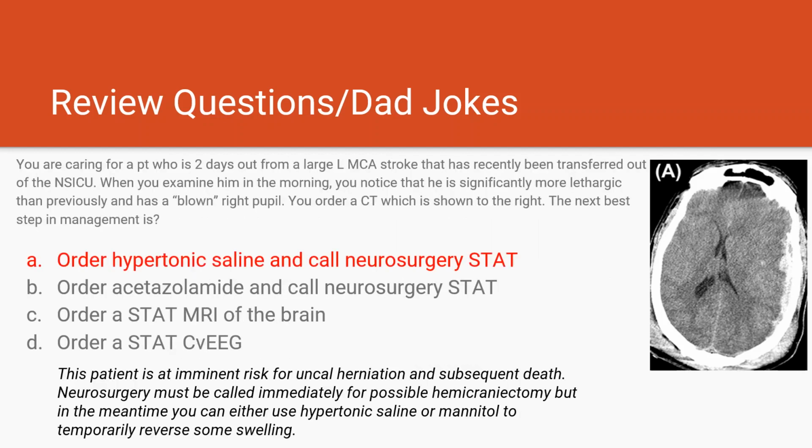A. Order hypertonic saline and call neurosurgery stat. This patient is at imminent risk for uncal herniation, which you can see here on the CT. Notice how the ventricles appear squished and there's a midline shift. Neurosurgery should be called immediately for a possible hemicraniectomy, but in the meantime you should also be giving hypertonic saline or mannitol to temporarily reverse the swelling.